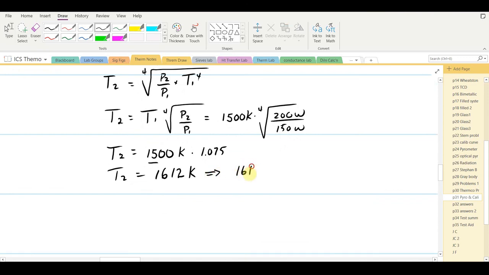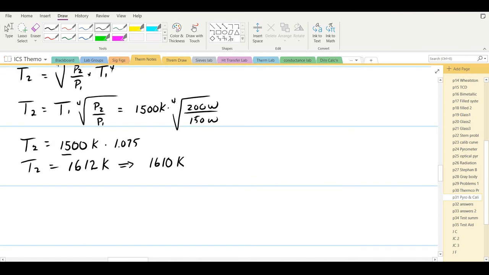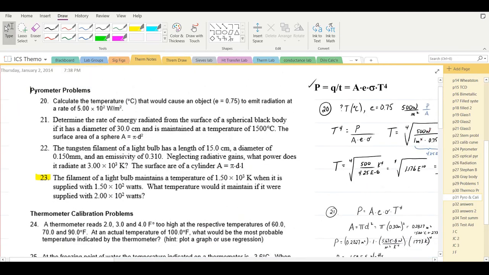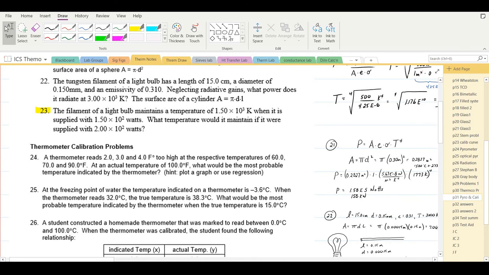So actually if you were to plot the relationship between temperature versus power, power being independent, you would have something that looks more like this, right? Certainly not linear, so it can't be treated in a linear fashion. So that's it for the problems related to pyrometers. Given the abbreviated semester, I'm going to dispense with these thermometer calibration problems, and that'll be it for this unit on thermometry.